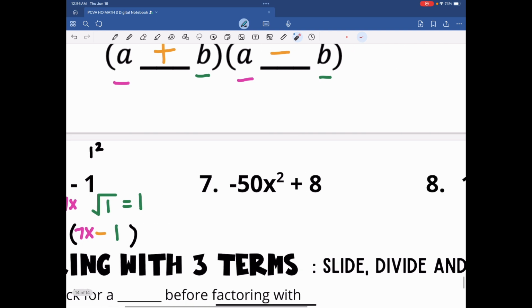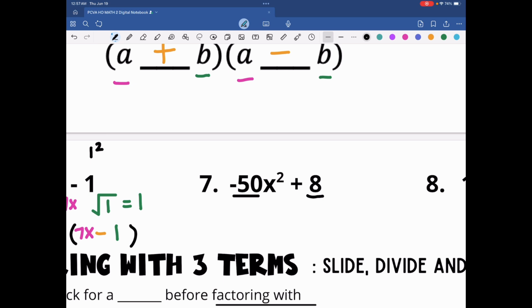All right, so for number 7, we have two terms, and this time I have addition here. So it doesn't look like it's difference of squares. However, I need to check for a GCF. So if I look for a GCF, I have negative 50 and 8. So if I'm thinking about what's the largest number that I can divide into both of those, I definitely could divide 2.